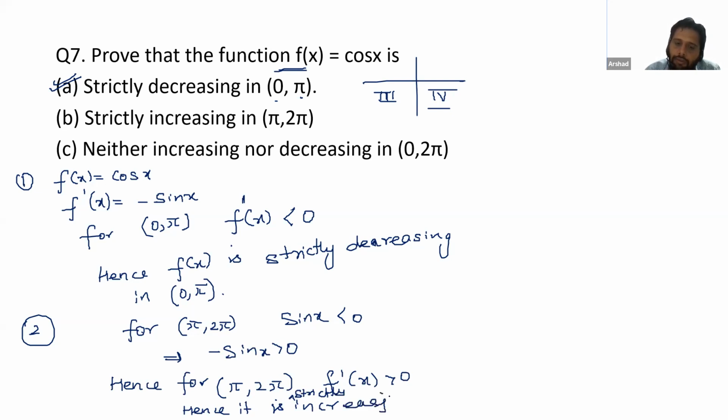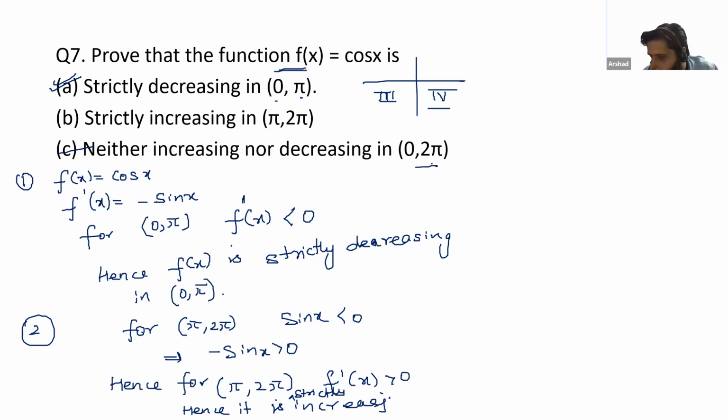It is strictly increasing. Okay. Now check the third point: neither increasing nor decreasing. This I have already explained to you from the graph, that if a function is getting increased, and again getting decreased also, then we will say that the function is neither increasing nor decreasing.